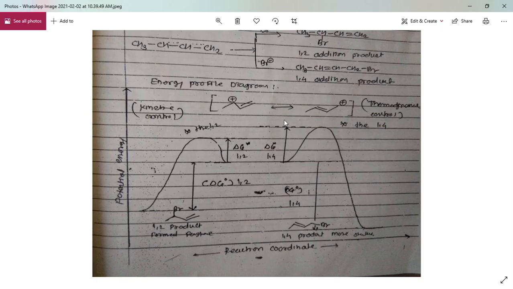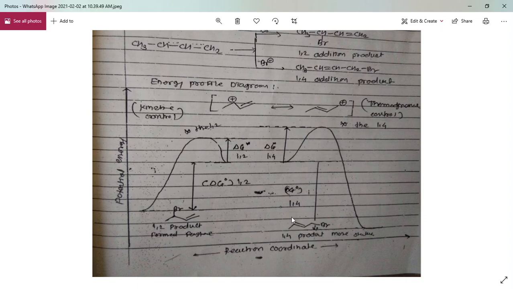Okay, this difference is big, and you are getting the thermodynamically more stable product. So 1,4 addition gives the thermodynamically more stable product. Here the 1,4 addition reaction takes place, and here the 1,2 addition reaction takes place. This is your kinetically controlled product, and this is your thermodynamically controlled product.